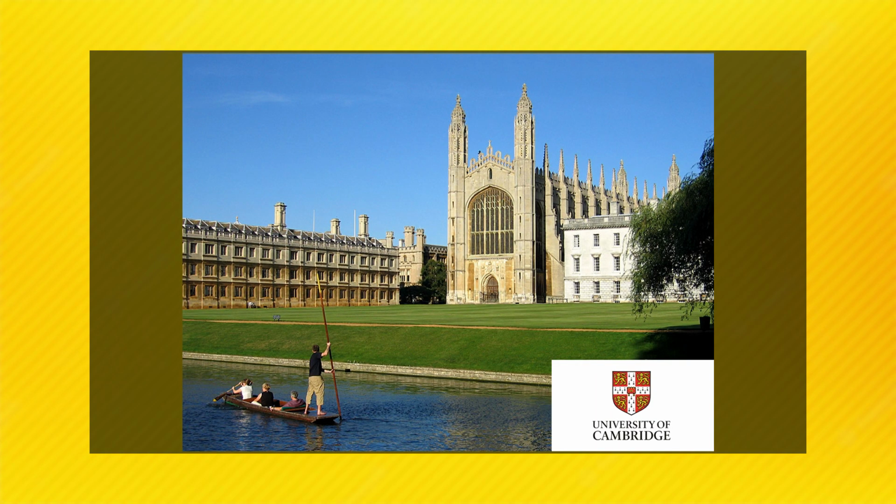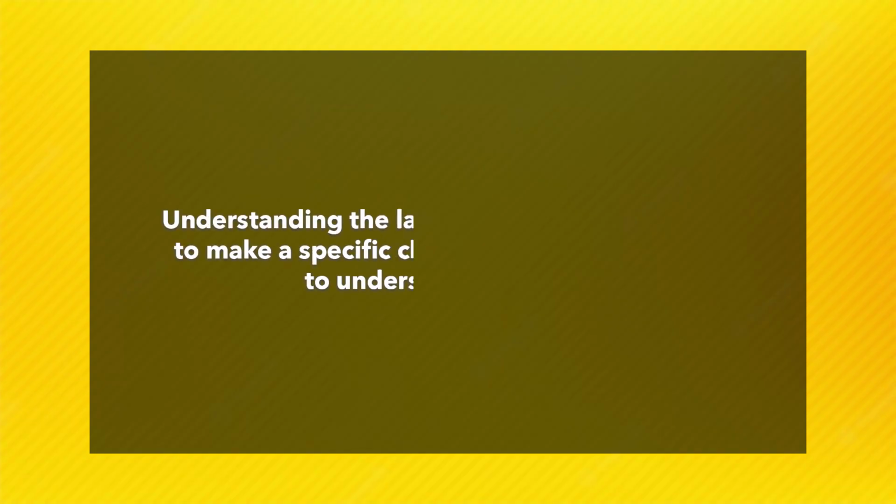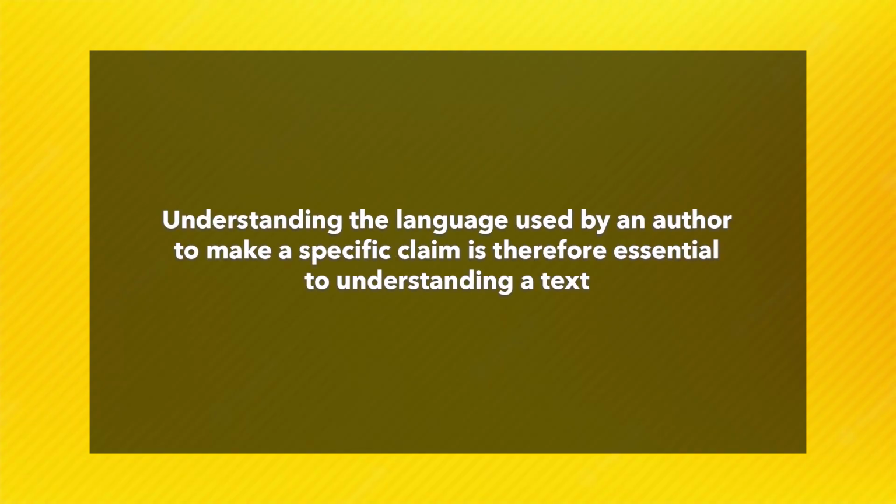The Cambridge School is characterized by its adherence to a particular form of linguistic contextualism, which holds that political texts can only be correctly understood when placed within their intellectual context, and that this intellectual context can only be fully understood in terms of the language that individual authors used and had access to. Understanding the language used by an author to make a specific claim is therefore essential to understanding a text.